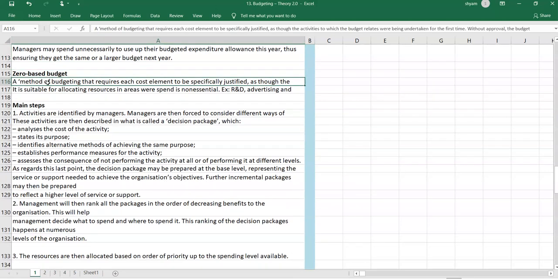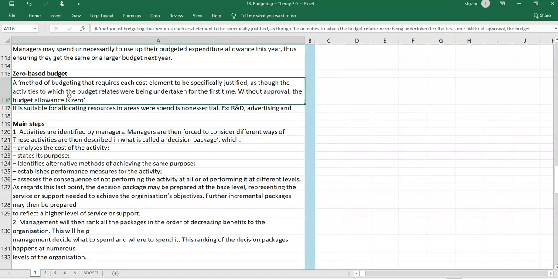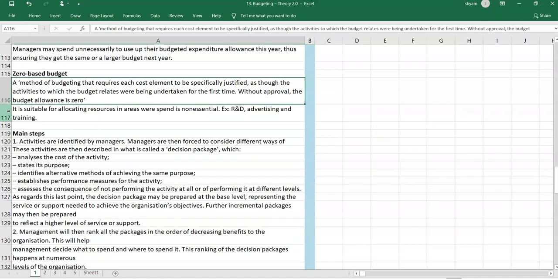Zero based budgeting is quite different, and this is how it operates. It is a method of budgeting that requires each cost element to be specifically justified as though the activities to which the budget relates were undertaken for the first time. Without the approval, the budget allowance is zero. So what do they refer to here?